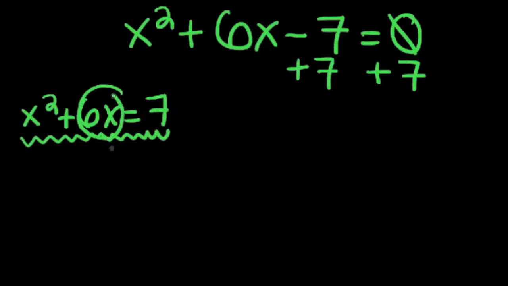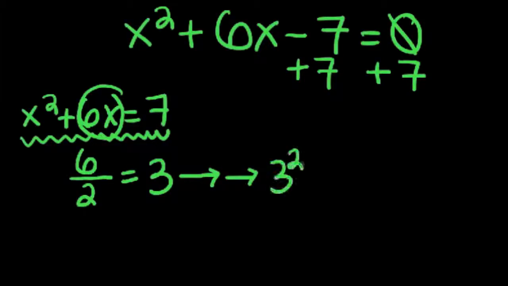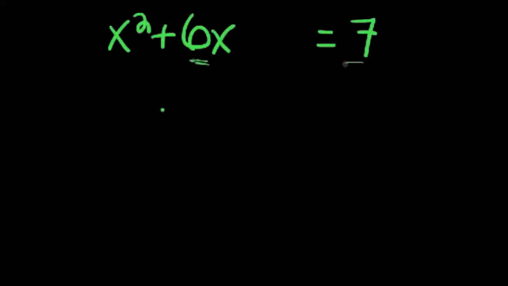Now, solving and completing the square, you take your coefficient on the x, don't forget the sign, divide it by 2, and then square it. 6 divided by 2 equals 3, 3 squared equals 9. Now what we want to do is add 9 to both sides. So we're going to get x squared plus 6x plus 9 equals 7 plus 9.